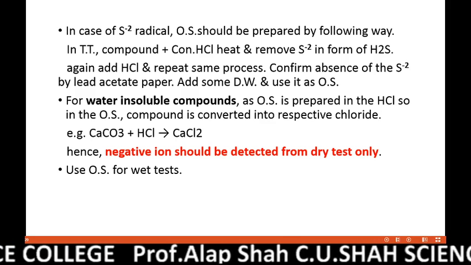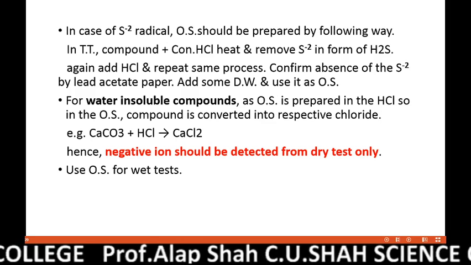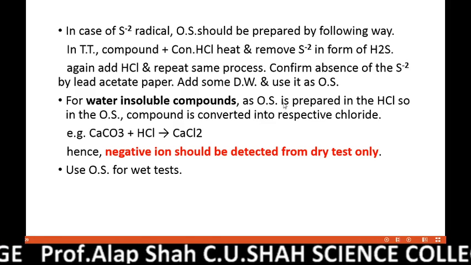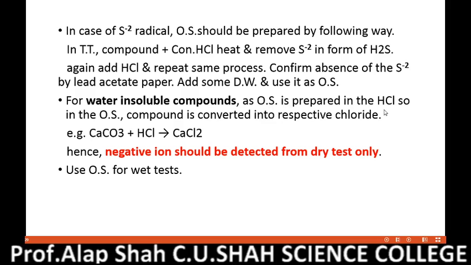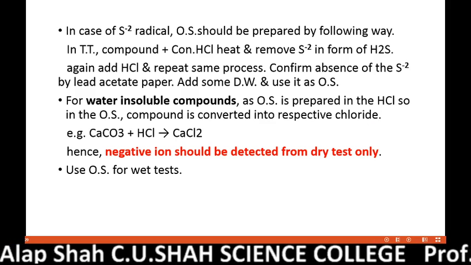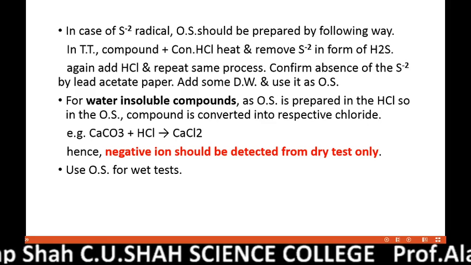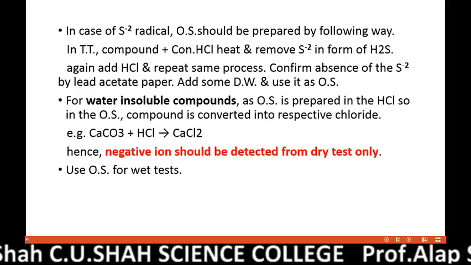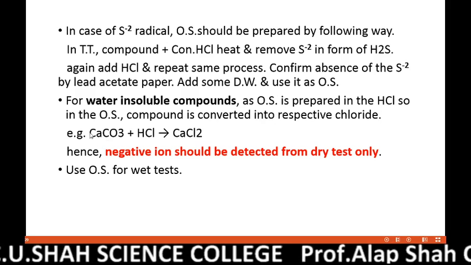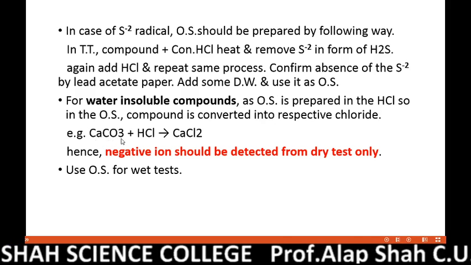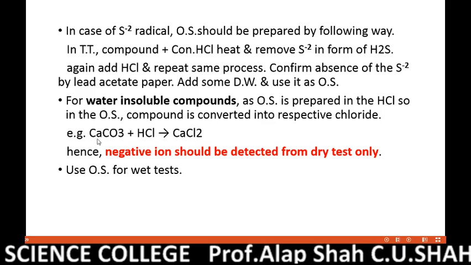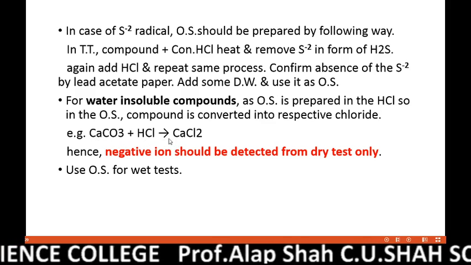One more very important thing you should remember, friends: since the compound is water insoluble, we are preparing the OS in HCl. So whatever positive ion is present, as you are adding HCl, it is converted into its respective chloride. For example, as I have shown here, suppose your powder is CaCO3. It is insoluble. You are preparing it in HCl, so you are adding HCl, and now your positive ion is converted into CaCl2 in your OS.